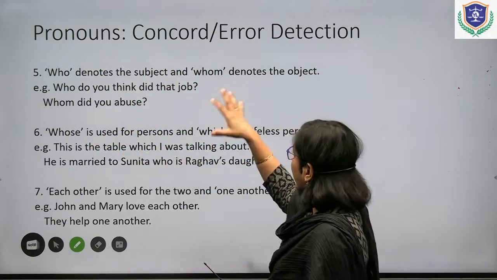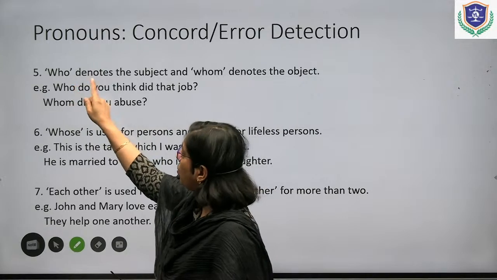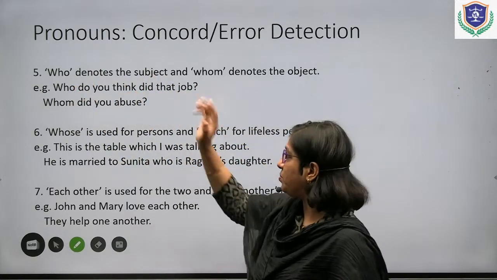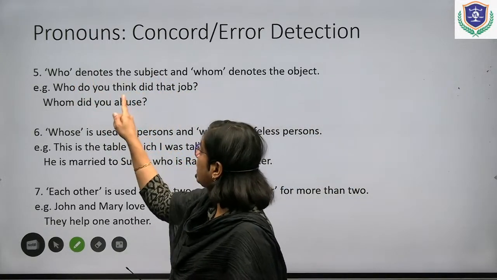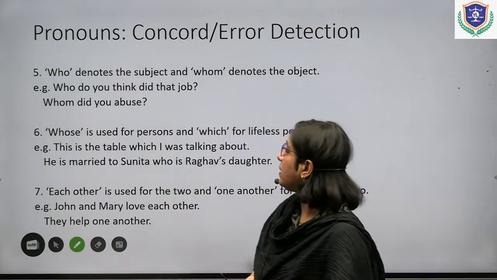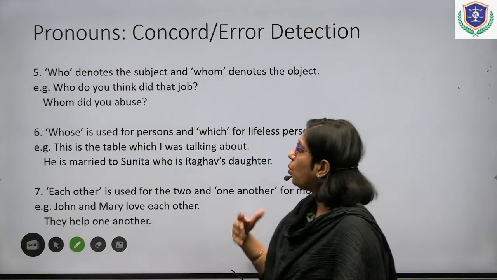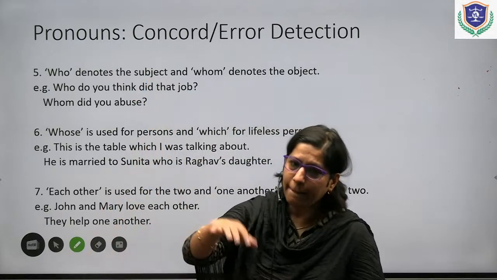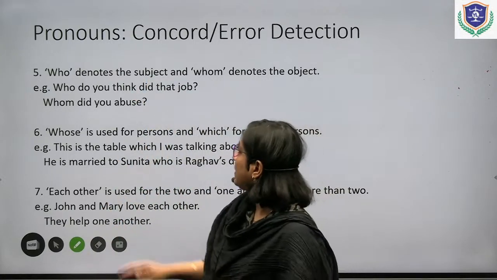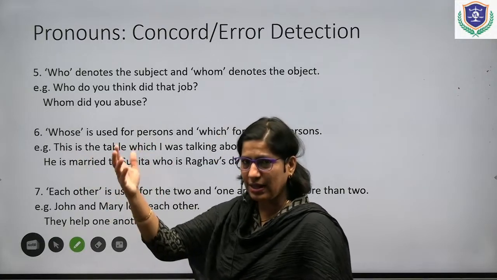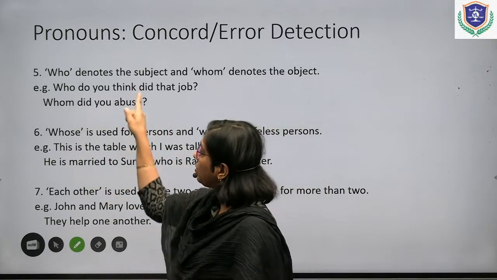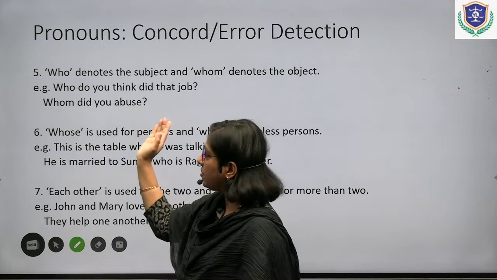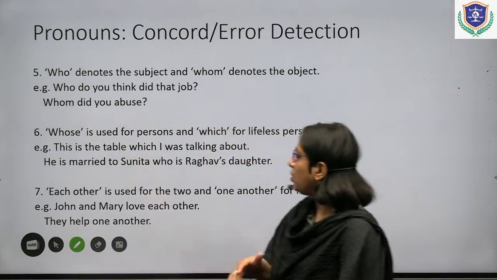Okay, so just try to understand who denotes subject and whom denotes object. Like, who do you think did that job? So here, when we are talking about who did this, we are talking about a subject, and if it's something done by someone on someone, then we are talking about the other person as an object. Then whom did you abuse? Like, someone was abused by you, so whom did you abuse?